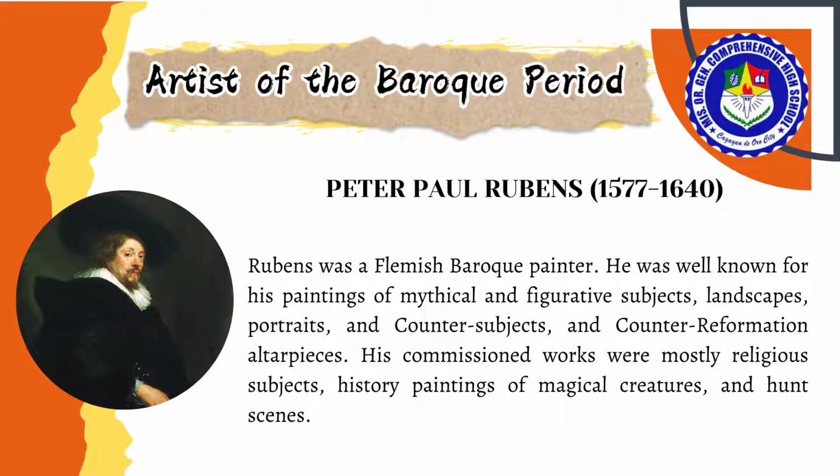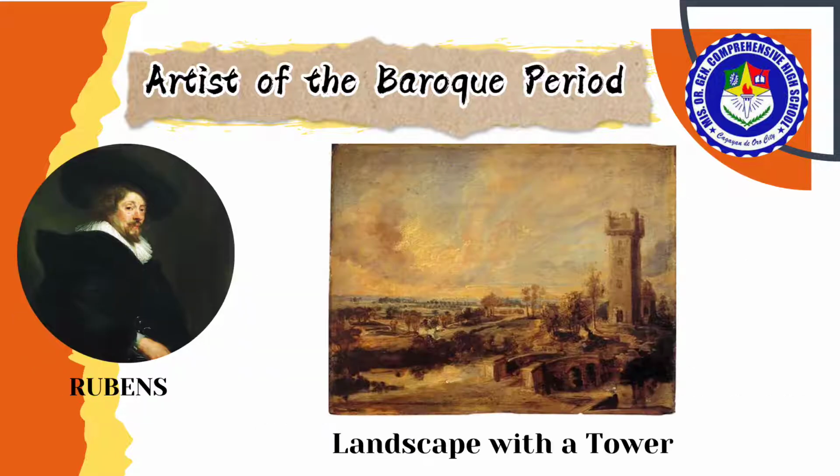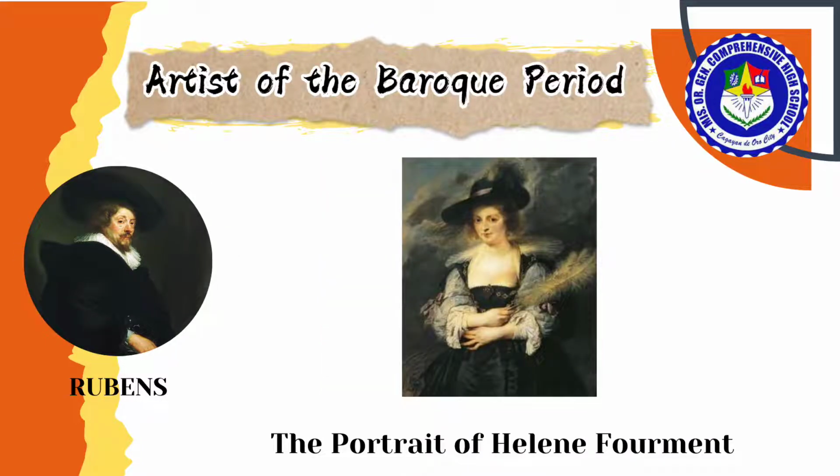Peter Paul Rubens, 1577 to 1640. Rubens was a Flemish Baroque painter. He was well known for his paintings of mythical and figurative subjects, landscapes, portraits, and counter-Reformation altarpieces. His commissioned works were mostly religious subjects, history paintings of magical creatures, and hunt scenes. Some of his famous works were Landscape with a Tower and Portrait of Ellen Formo.